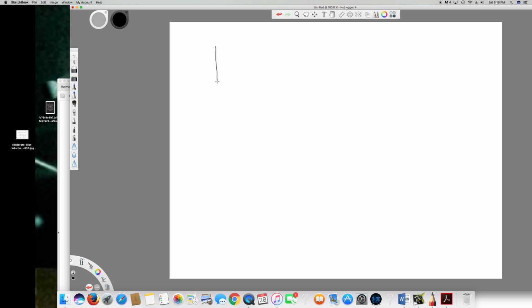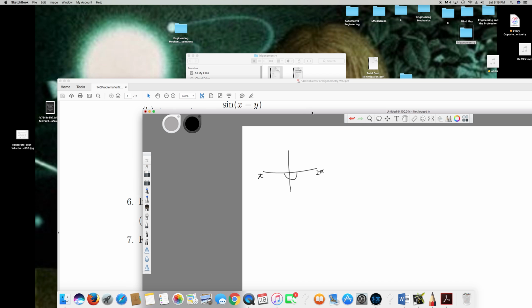Let's draw that to make it clear. So the interval is going to be between pi and 2 pi. We know this is pi and 2 pi is actually 0. So the interval should be between these two sections, right?